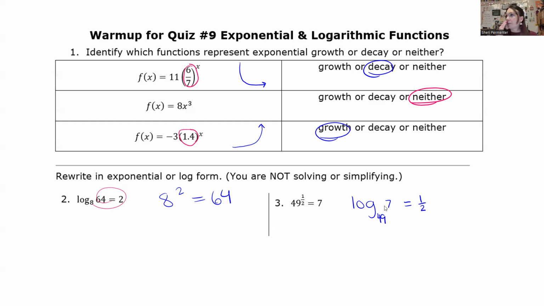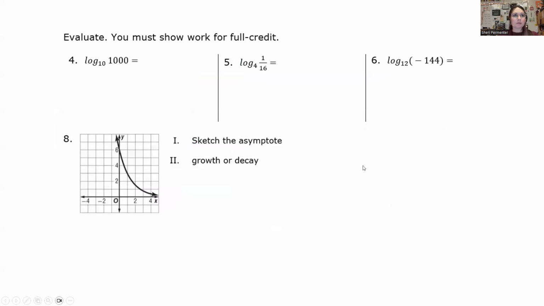So that's the first set of problems. You've got to be able to rewrite in either exponential or logarithmic form. And you just got to memorize it however you want to memorize it. The answer to a logarithm is the exponent. That's something to remember. Moving on.